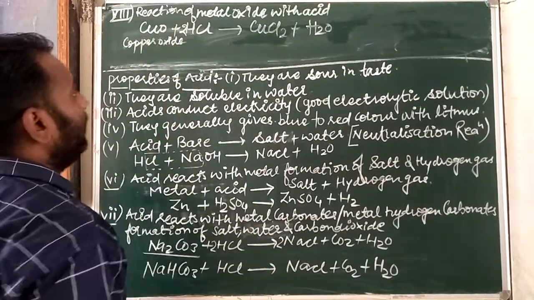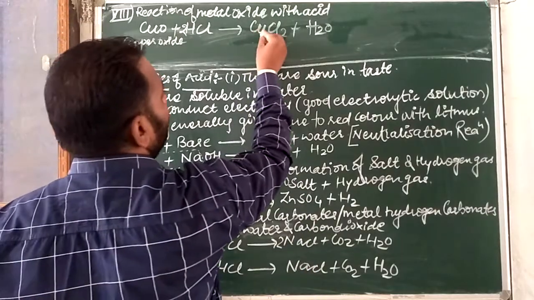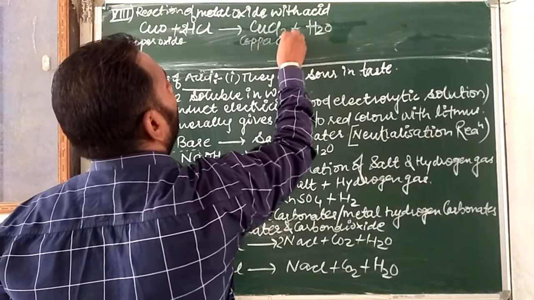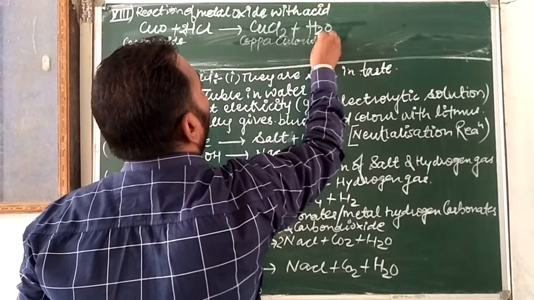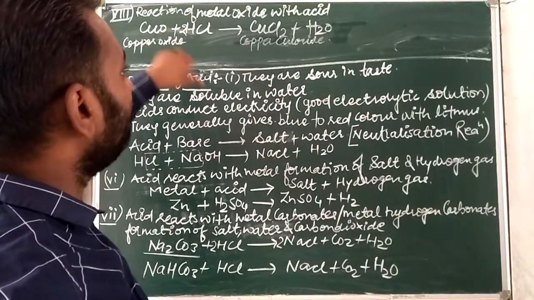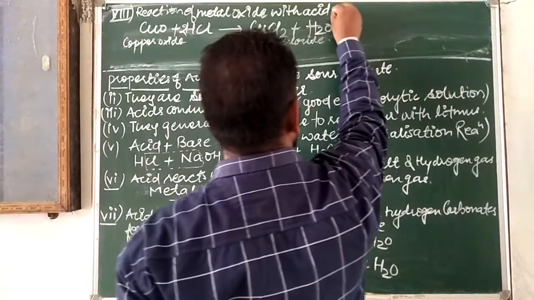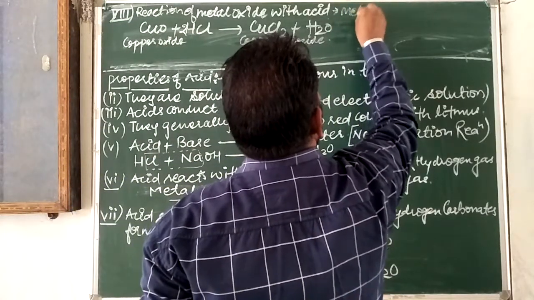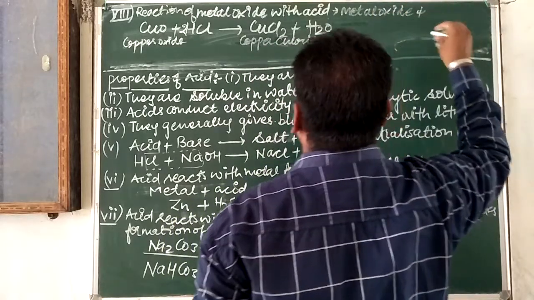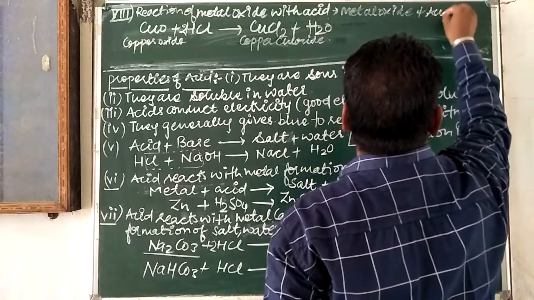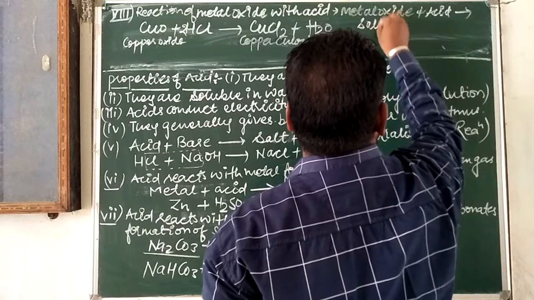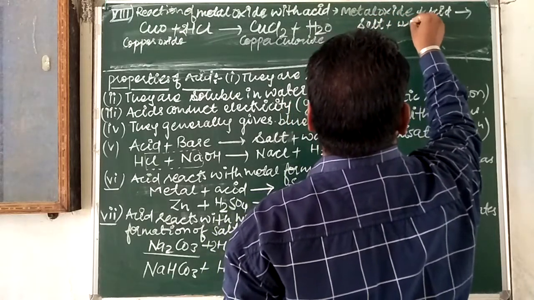Okay, so when acid reacts with metal oxide, formation of this salt, it means the chloride salt, and this is the copper chloride. Okay, this is our balanced reaction, CuCl2 with 2H and this O. That means metal oxide plus acid gives chloride salt. Okay, here only salt plus water.